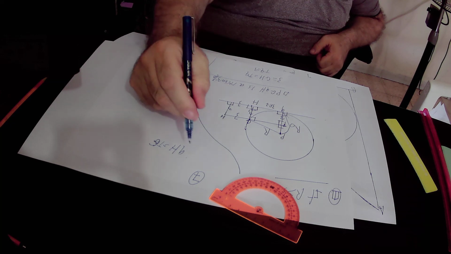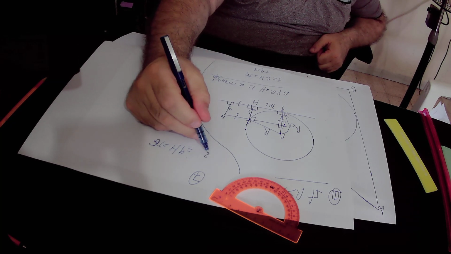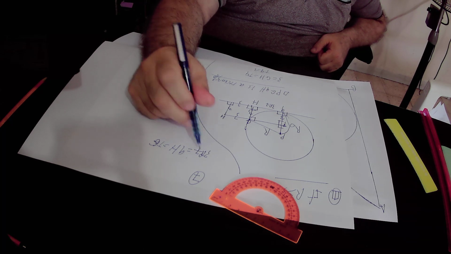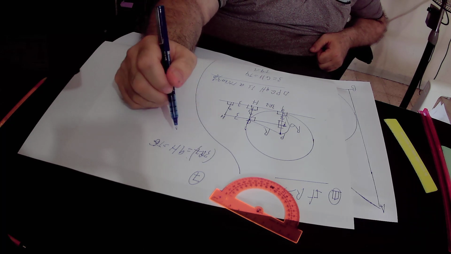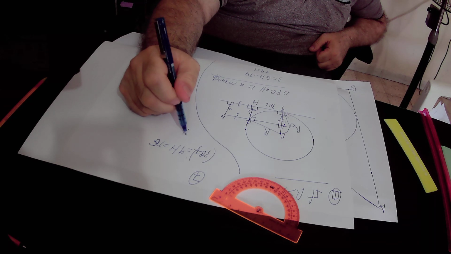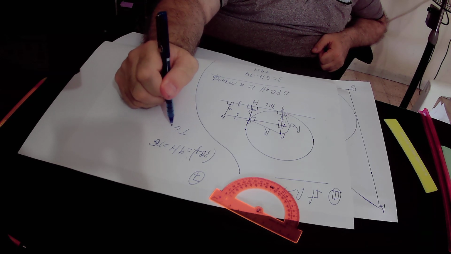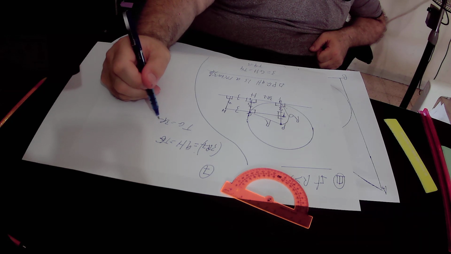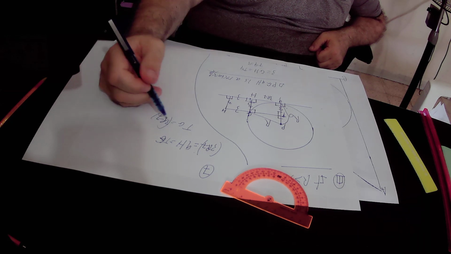So I can write here that QH equals 3R minus 7. And from this equation, 3R minus 7 equals QH equals TG, we derive that TG is also equal to 3R minus 7. TG is equal to 3R minus 7.